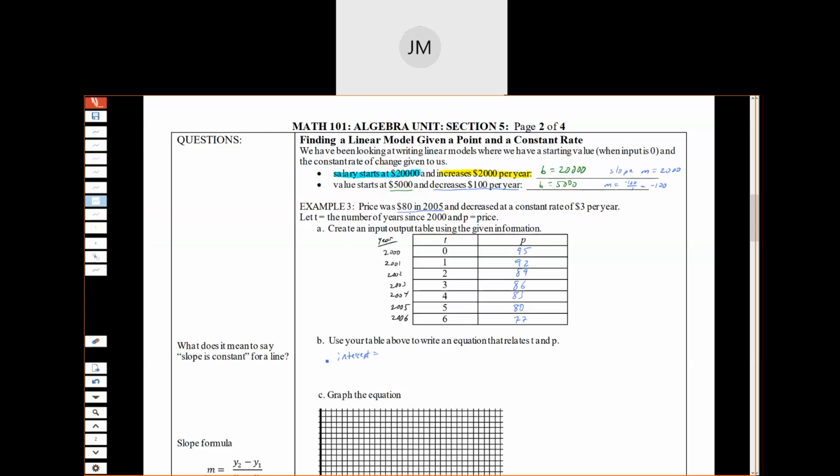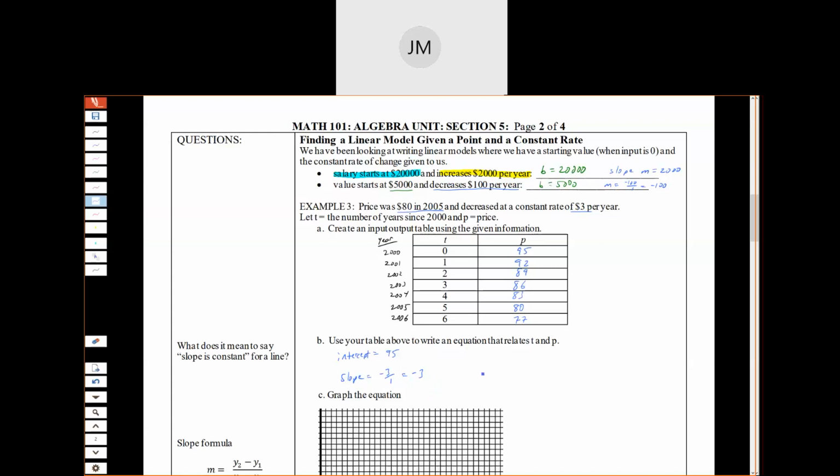We would normally call this a y-intercept, but here our variables are T and P, so it's a p-intercept. I'm not going to write p-intercept, though, because I don't want to get confusing. But we're going to think of our intercept as being 95. And it says that we're decreasing at a constant rate of $3 per year, so I know that my slope, I'm going down by 3 every time my input goes up by 1. So we have negative 3 over 1, or just negative 3.